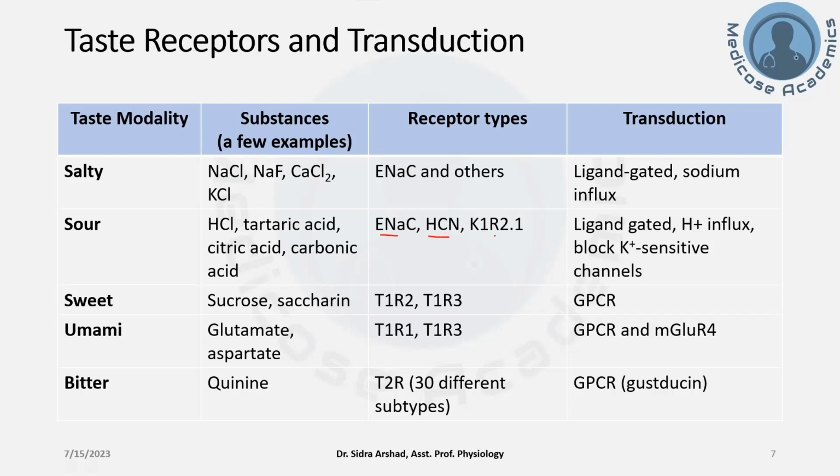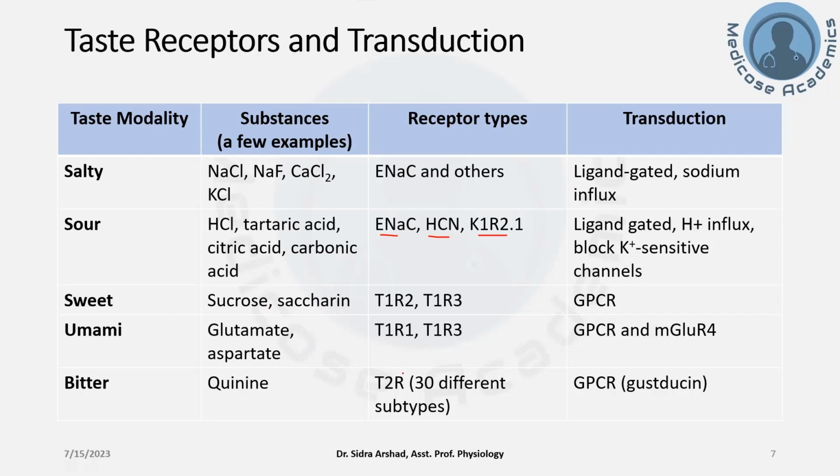There are specialized potassium sensitive channels which close when the sour tasted molecules bind with the receptors, and by closing they are going to cause the depolarization in the taste cells. So the transduction mechanisms are ligand gated, causing either the hydrogen influx or the blockage of potassium sensitive channels.